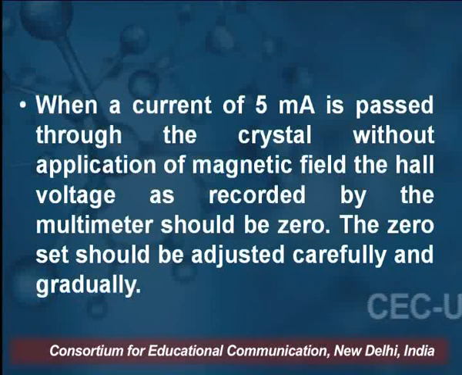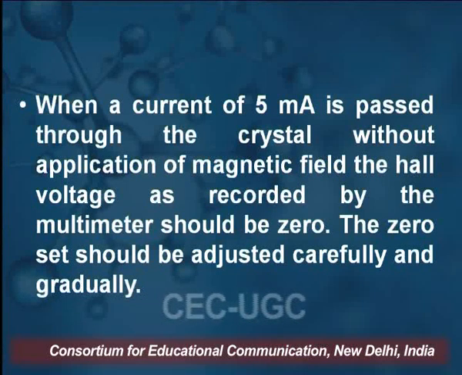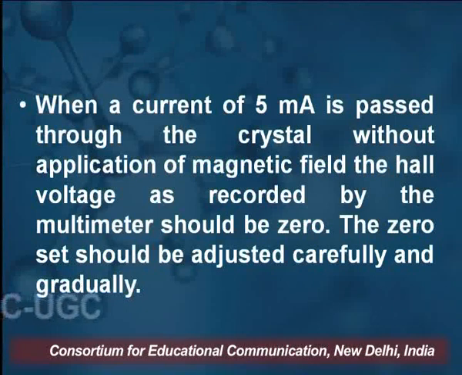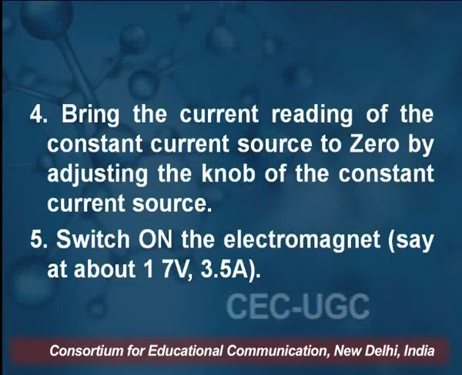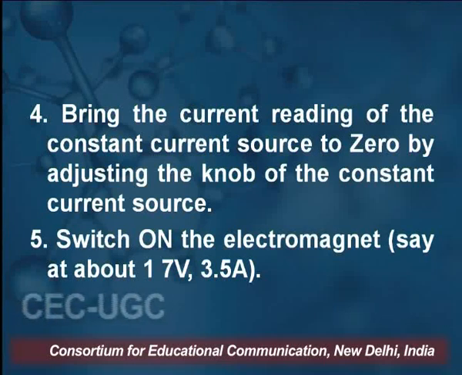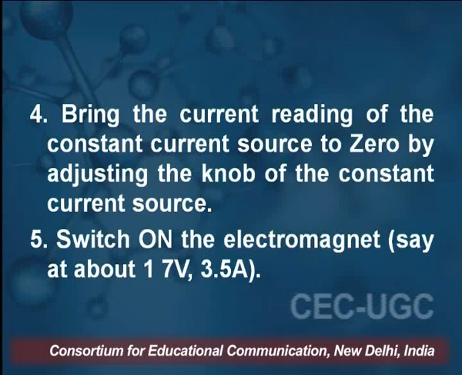When we are not supplying the magnetic field, the voltage will not be developed. So when the magnetic field is 0, the voltage will be 0, and we adjust this accordingly. The zero set should be adjusted carefully and gradually. After that, bring the current reading of the constant current source to 0 by adjusting its knob. Now switch on the magnet and take the current up to 3.5 ampere, 17 volt.